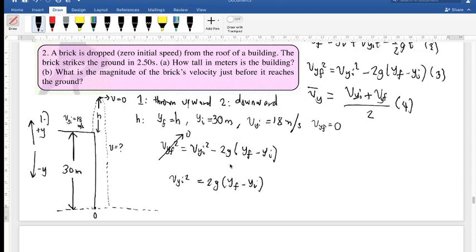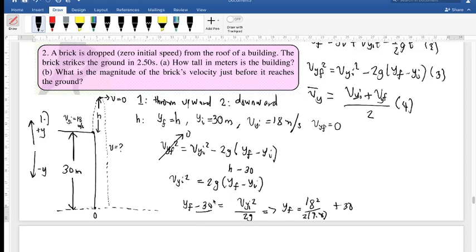Tapos, yung yi mo is 30. So, h minus 30 ito. Okay? So, simplifying. So, we have yf minus 30 is equal to vyi squared divided by 2g. So, ito yung initial position mo, si 30 meters. So, we have here yf is equal to ano yung vyi squared? So, that is 18 meters per second. So, square. Then, 2 times 9.8. Then, again, plus 30. Kasi ito yung 30 mo.